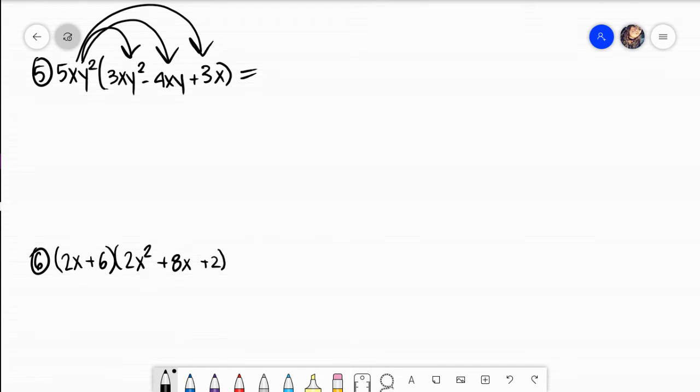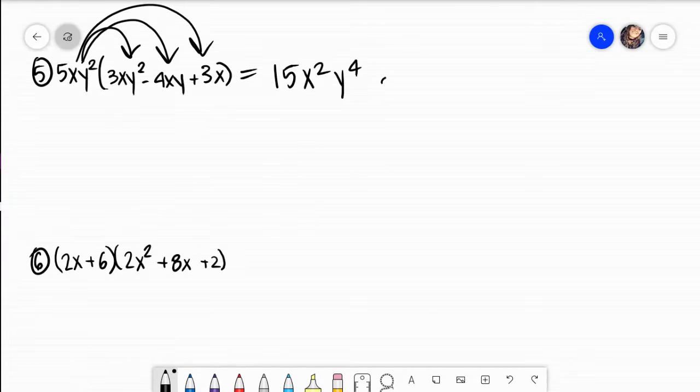So 5 times 3 is 15. Signs are the same, so it's positive. Individually do the variables, y'all, okay? x times x, keep and add. y squared times y squared, keep and add. Got it? Scooch on over.